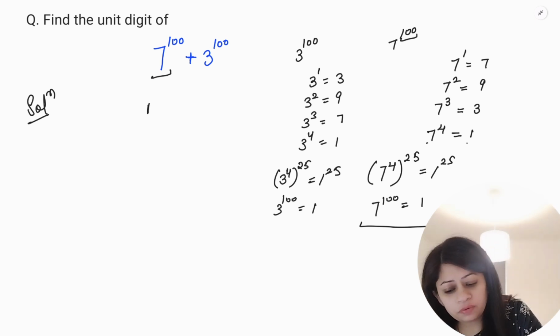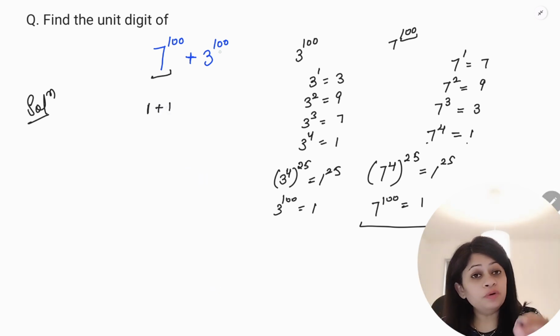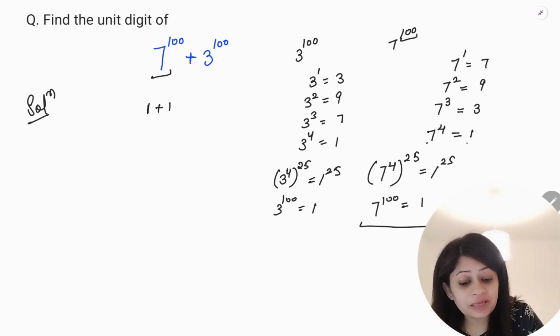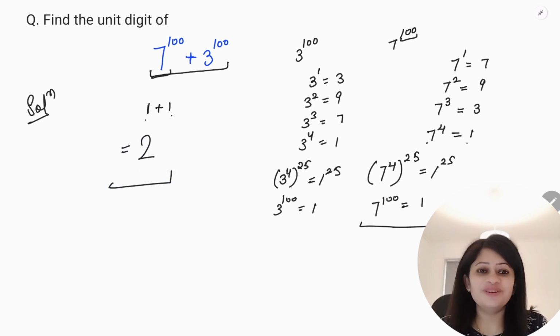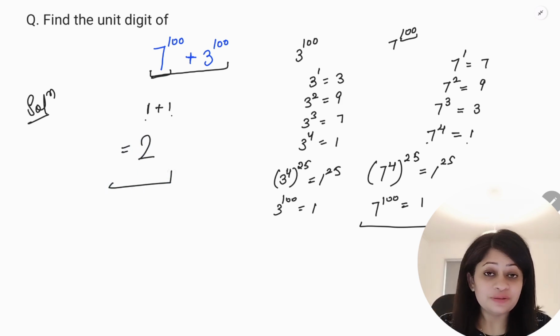So here as well you got the unit digit. But you need to find out the unit digit of this sum. So 1 plus 1, you will get unit digit 1 here and 1 here. So in answer, the unit digit of this sum is what? 2. Right? So I hope you understood this.